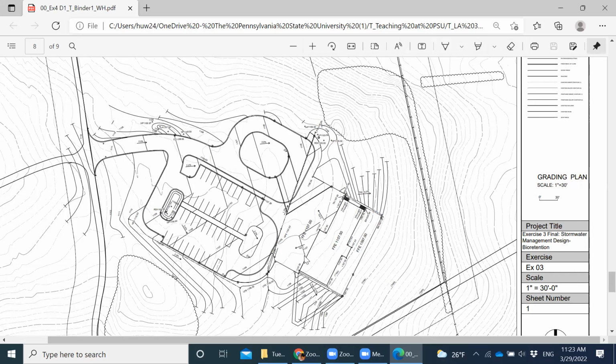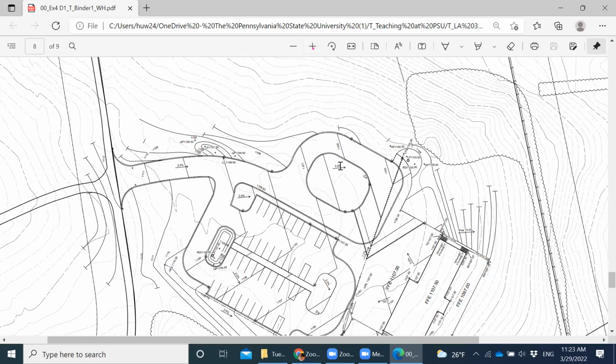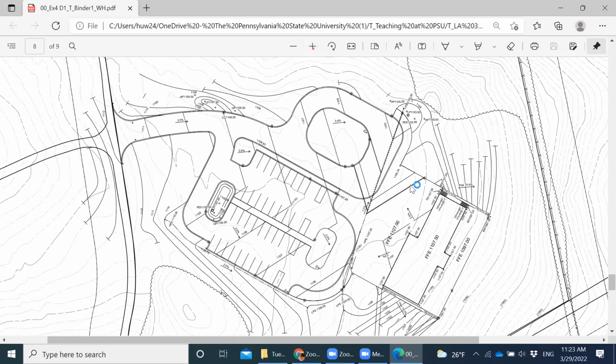Some of the contours are not correct yet. Let's take a look at the parking lot contours. I think some of them are off. You can see, for instance, your 106 over here would not continue on the plaza. So let me try to figure out where your original ones are.